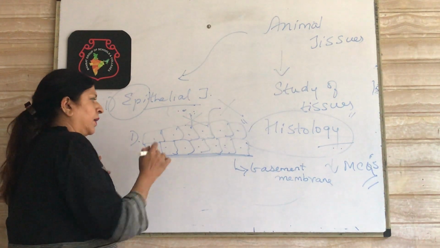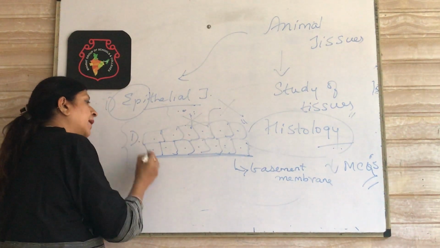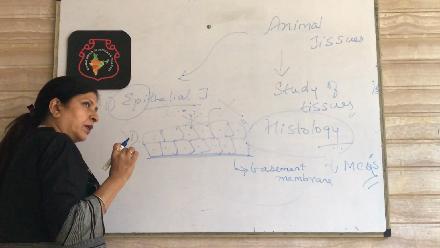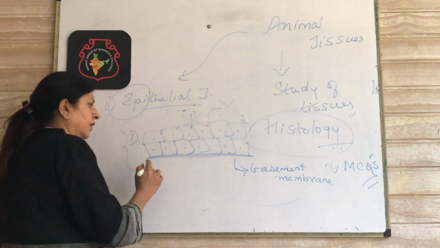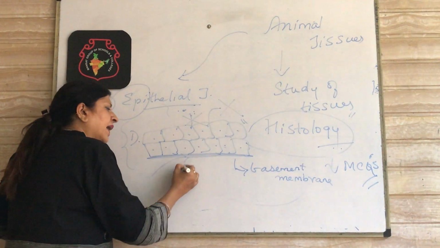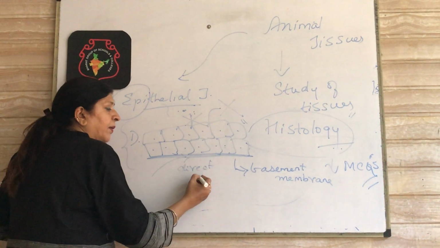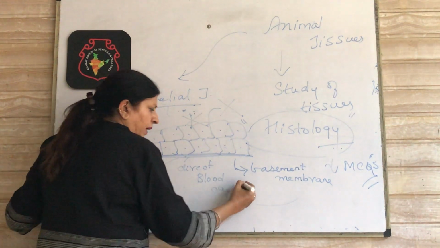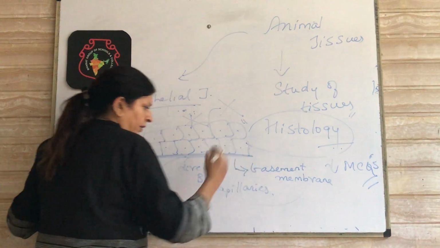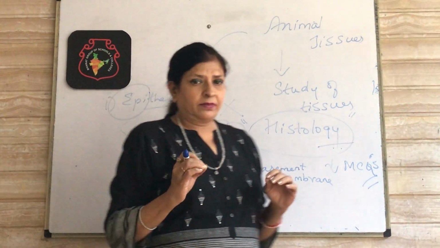Right? Now these two features, and mostly these layers, they don't have direct supply of blood, meaning the blood capillaries here are very meager, very less.